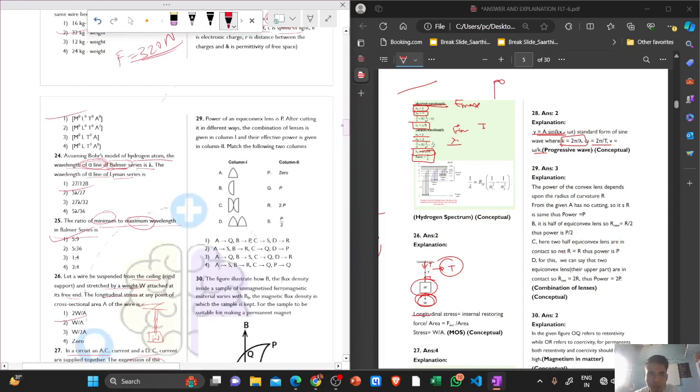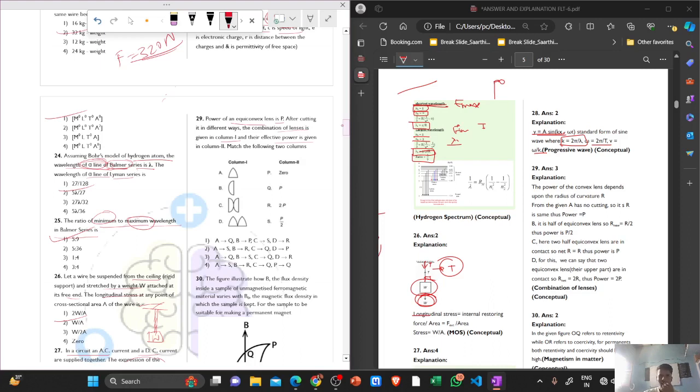The power of an equiconvex lens is being asked about. After cutting it in different ways, as given, the combination of lenses is given in column A and the effective power is given. It is asking about the power. You just need to understand the concept.